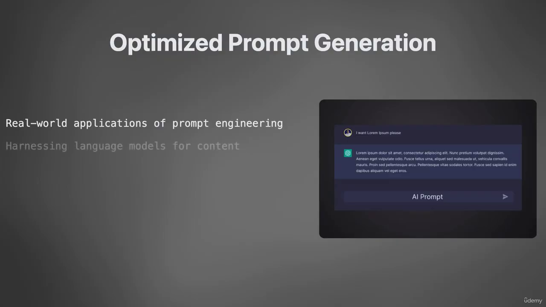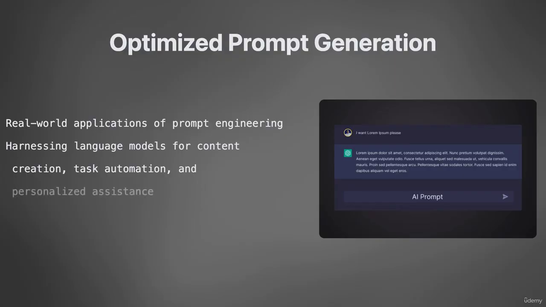Prompt engineering has become a crucial aspect of modern artificial intelligence, enabling us to harness the power of language models for a wide range of tasks. By understanding the principles of optimized prompt generation, we can unlock new possibilities in areas such as content creation, task automation, and personalized assistance.